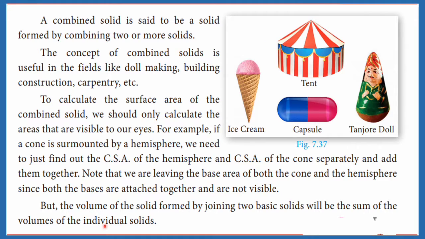But the volume of the solid formed by joining two basic solids will be the sum of the volumes of the individual solids. For total surface area, we have to calculate the curved surface area of a combined figure. For volume, we have to find the volume of the combined figures and add them.